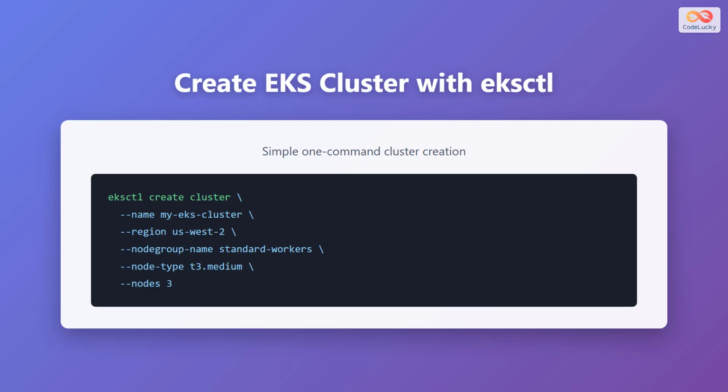The region flag determines which AWS region to deploy in, such as us-west-2. The nodegroup-name flag names your worker node group, here called standard-workers. The node-type flag specifies the EC2 instance type for your worker nodes, like t3.medium. And the nodes flag sets how many worker nodes to create, in this case 3 nodes. This single command will provision the control plane, create worker nodes, configure networking, and set up all necessary IAM roles. The process typically takes 15 to 20 minutes to complete.